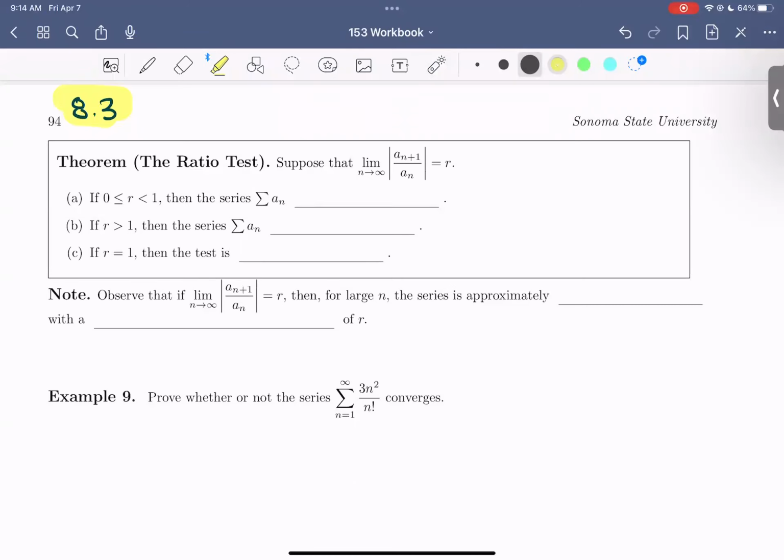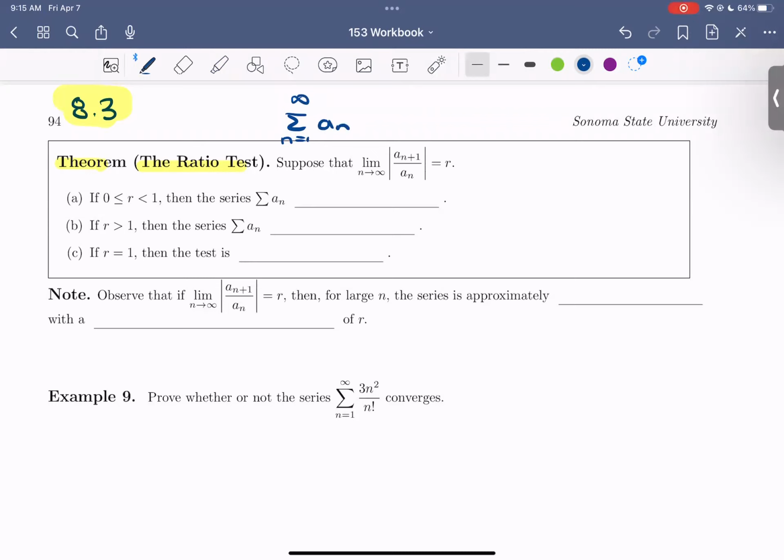Hey everyone, in this final video for section 8.3, we're going to introduce our final theorem and look at an example where we're practicing using it. So our final theorem is called the ratio test. For this test, we're starting with one series, a series of a_n terms. I can write that out: the sum from n equals 1 to infinity of a_n.